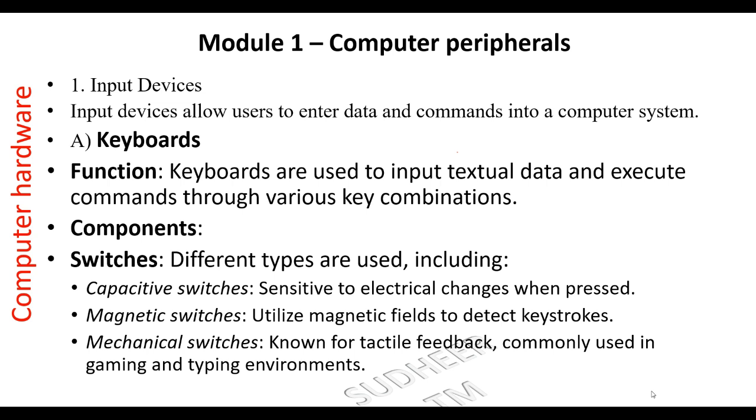For magnetic switches, the change in the behavior of the magnetic field is what we use for detection. Or mechanical switches. Okay, mechanical switches are known for tactile feedback, commonly used in gaming and typing environments. Mechanical switches are like pad and pedal systems, or the type of switch where pressing the button makes an electrical contact. Okay, so it's mechanical movement. So these three types of switches are common.